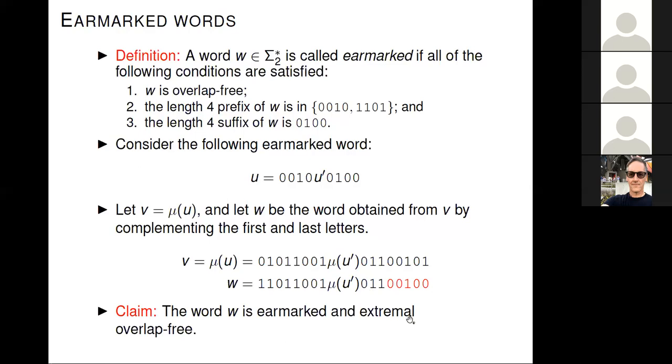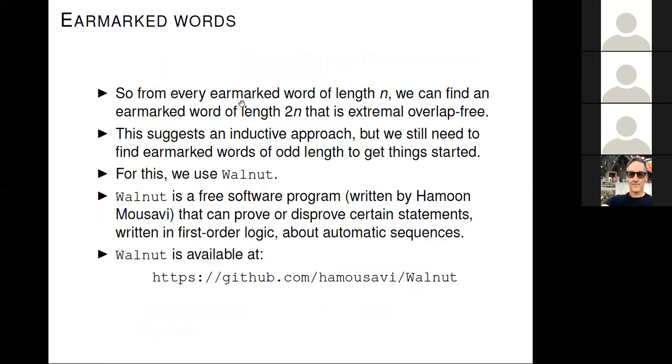So that gives us a way to construct an extremal overlap free word of length 2n from any earmarked word of length n. So maybe you see why we called them earmarked words now, because we have this way to map these words to extremal overlap free words. And in fact, we map them to other earmarked words as well, right?